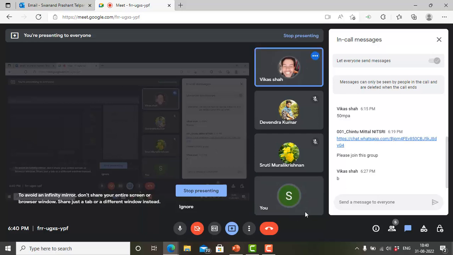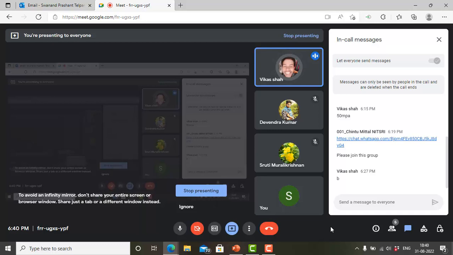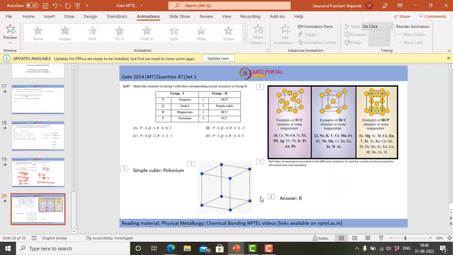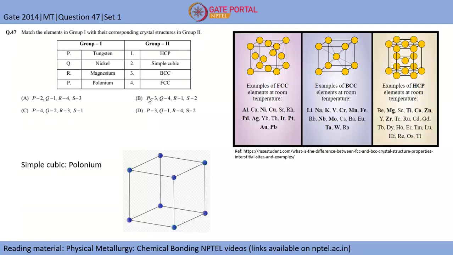Hello, sir. Yeah. Sir, last question, sir. Is there any method to predict by seeing the elements? No, I guess this question is basically a knowledge based question. So if you know the answer, then only you will be able to answer. Otherwise, in this type of question, like if match the following is there, then it is easy. If you know only two or three of them, you can guess the correct option.